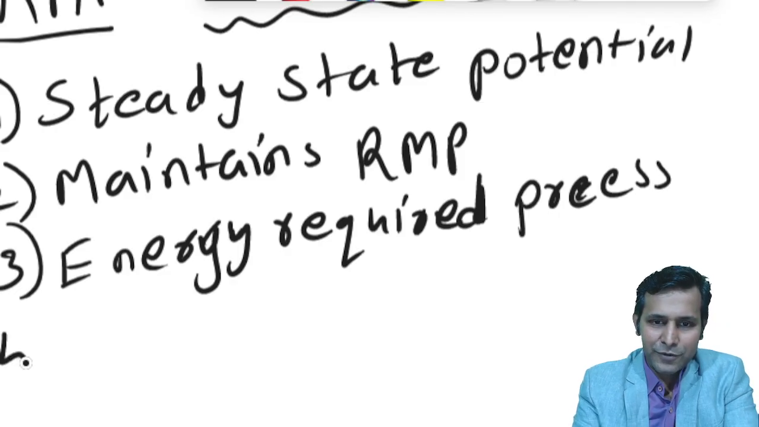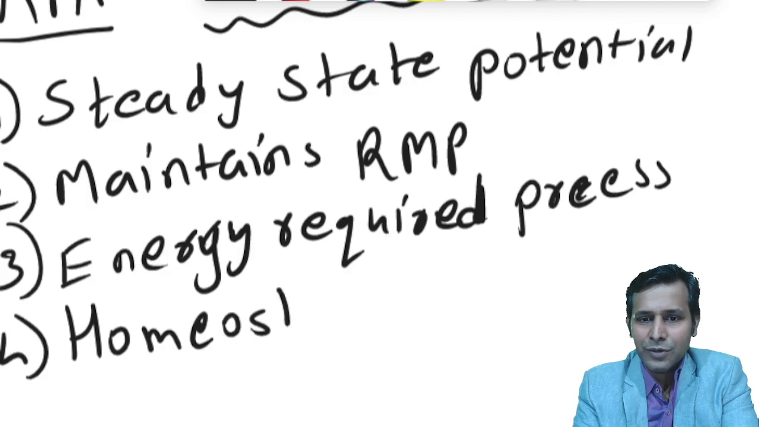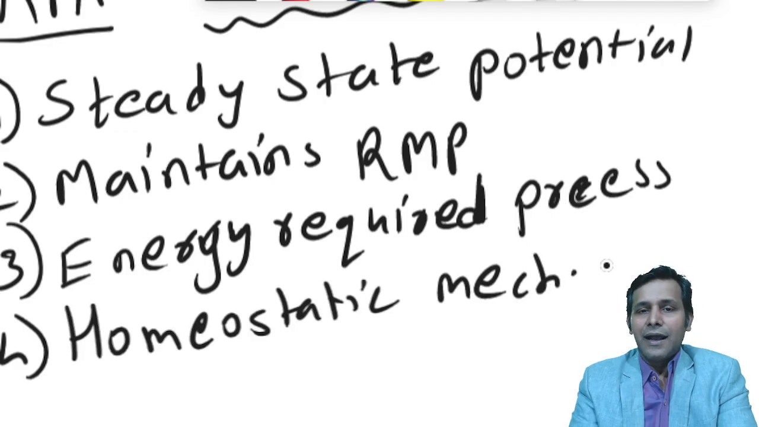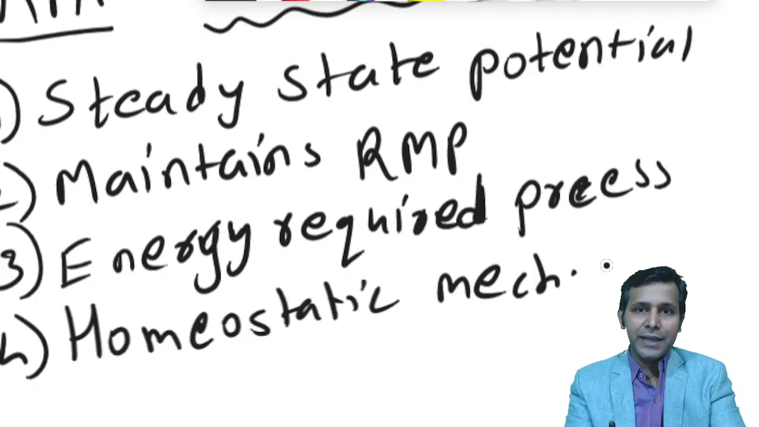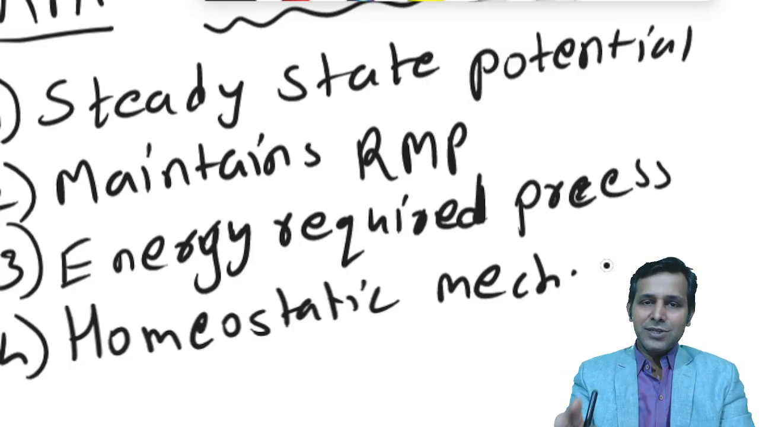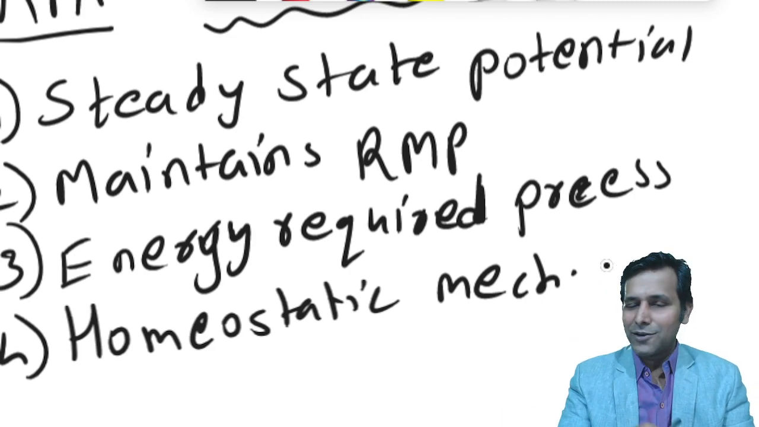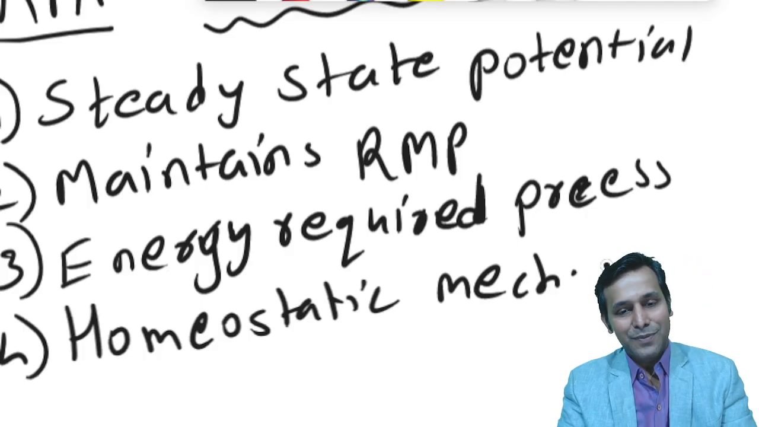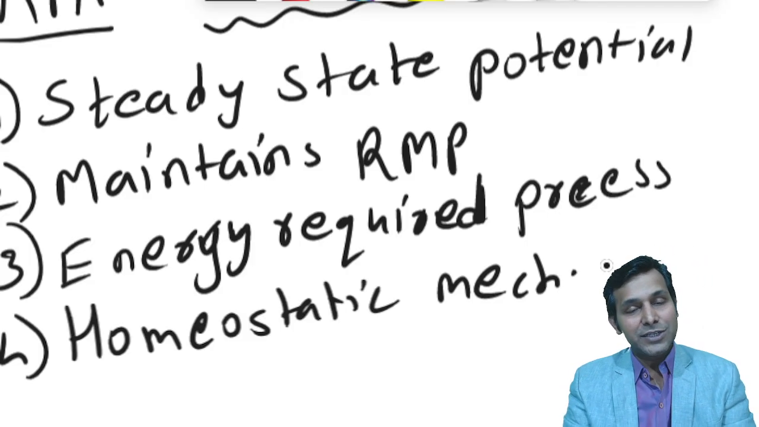And the fourth point, which goes in favor of RMP, is that it's a homeostasis of the cell. You can say it's a homeostatic mechanism for the cell. The cell has a homeostatic mechanism for RMP because it maintains RMP. Whatever the changes outside the cell, it tries to maintain that steady state potential, minus 70 or minus 90 or minus 89 or minus 65, irrespective of the changes outside the cell. So remember these very important features of RMP. It is a steady state potential.